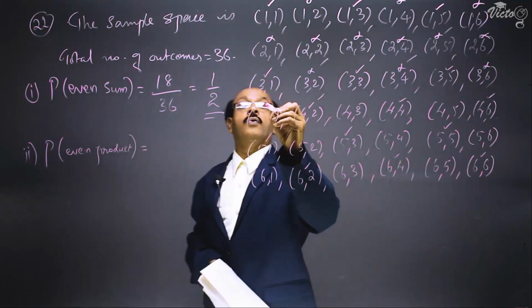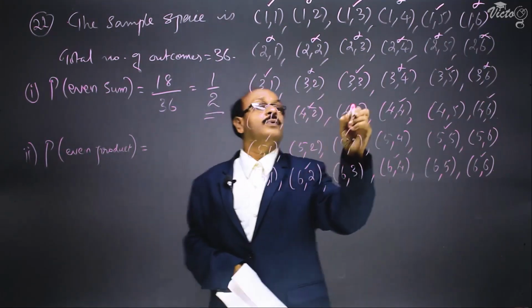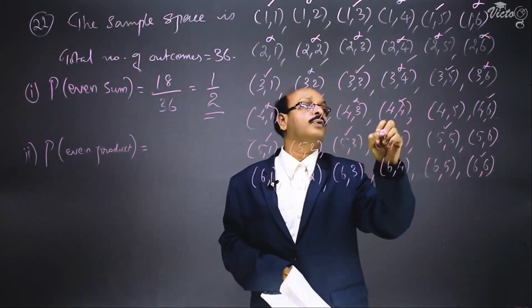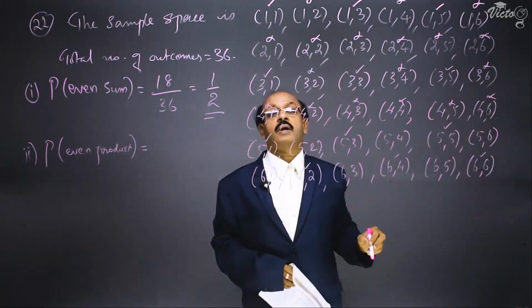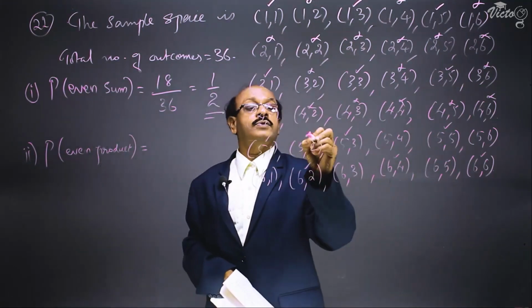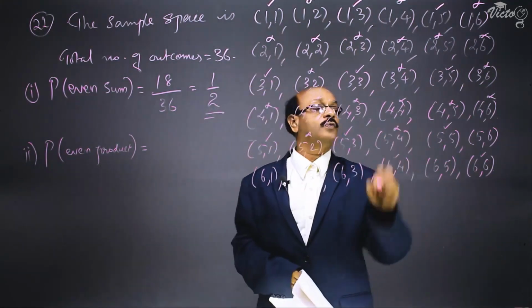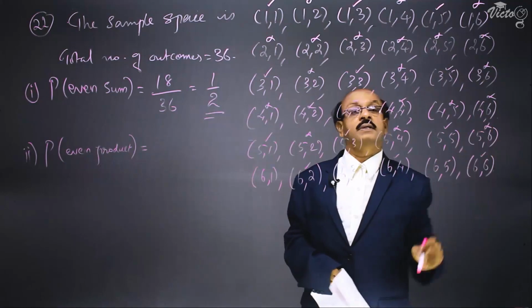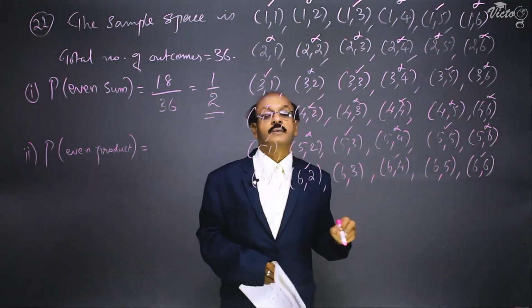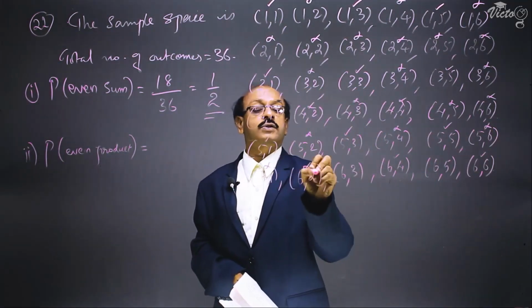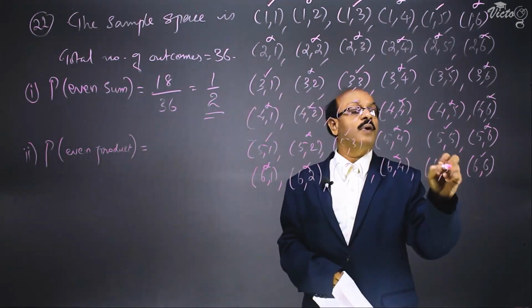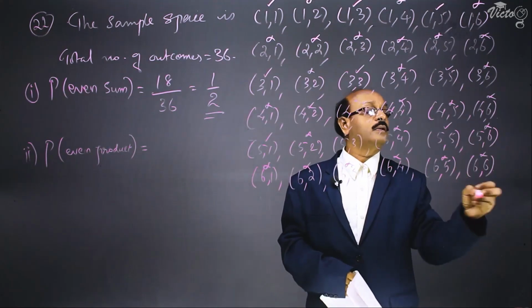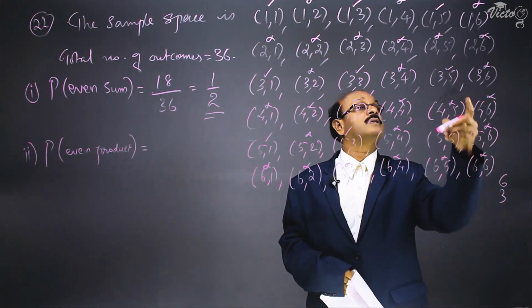Then 4 into 1, 4 into 2, 4 into 3, 4 into 4, 4 into 5, 4 into 6. All these products are even numbers. Then 5 into 2, 5 into 4, 5 into 6. These are also even products. Then 6 into 1, 6 into 2, 6 into 3, 6 into 4, 6 into 5, 6 into 6. Total is 6, 3, again 6, 3, 6, 3.